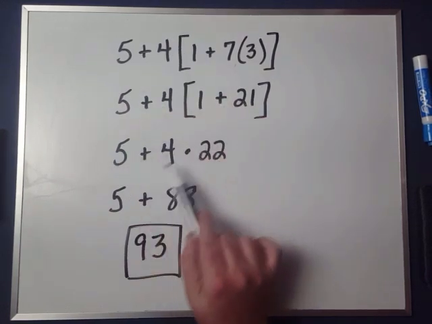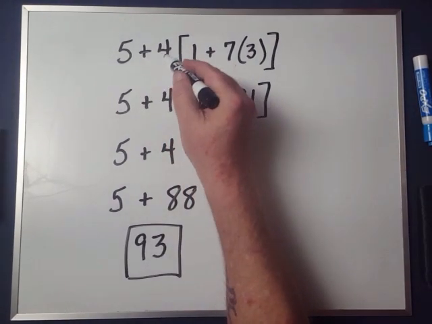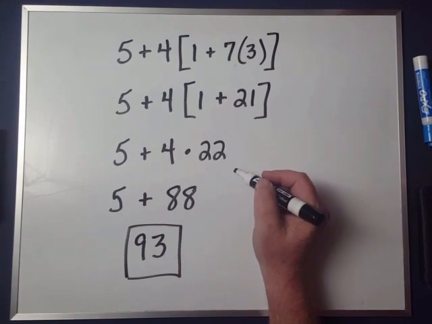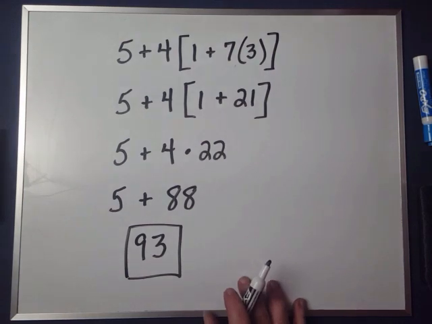And so don't add that 5 plus 4. They're not grouped. That's 5 plus 4 times something. It turns out the something is this 22. And we have to multiply 4 times 22 before we ever consider adding that result to that 5.